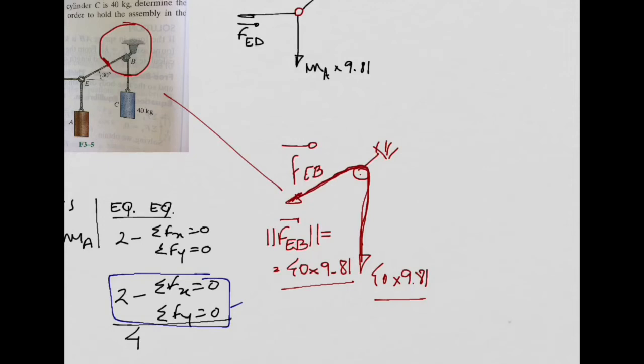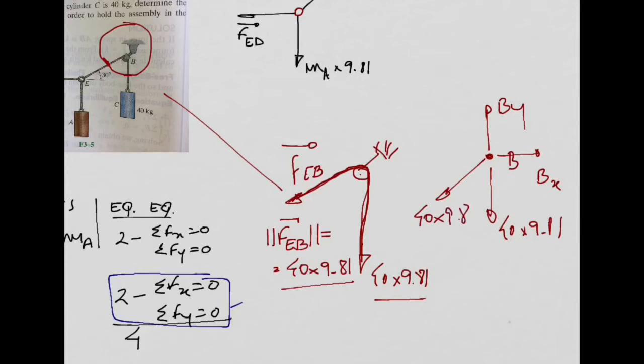Once you have this, if you want to calculate the reactions at the support, once you calculate FEB, what you do now is you put point B, you put your Bx, By, right? And then you have here 40 times 9.81, and you have here your FEB, which is also 40 times 9.81. If you look at this, what I'm doing is now isolating point B. I'm also removing the support and replacing the support with the reactions.